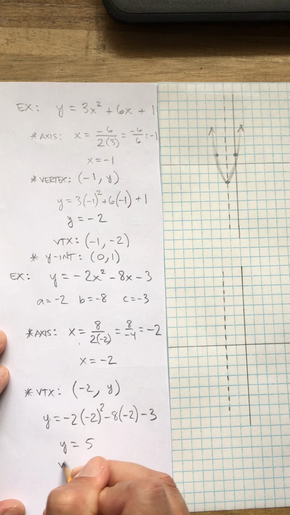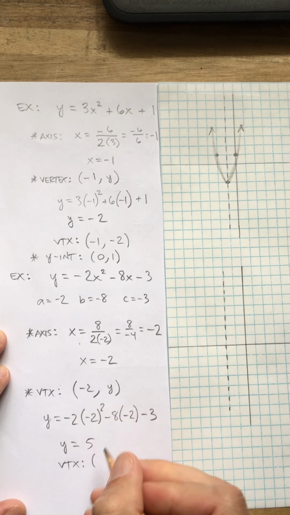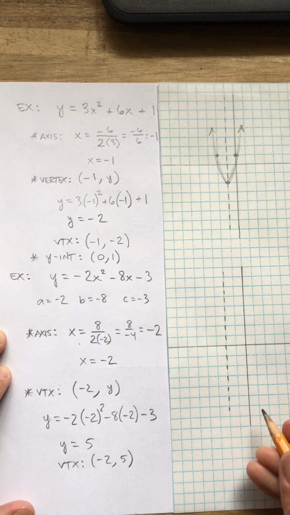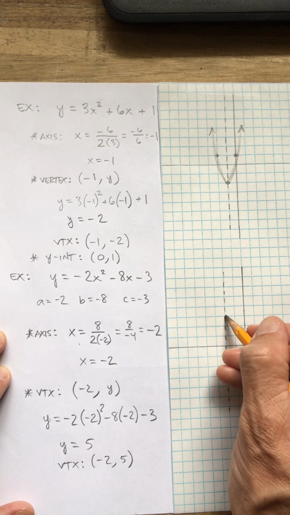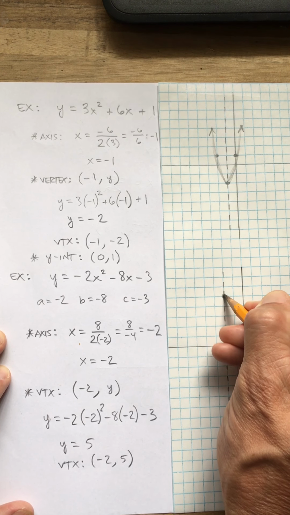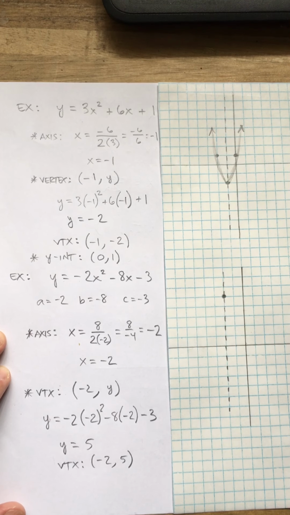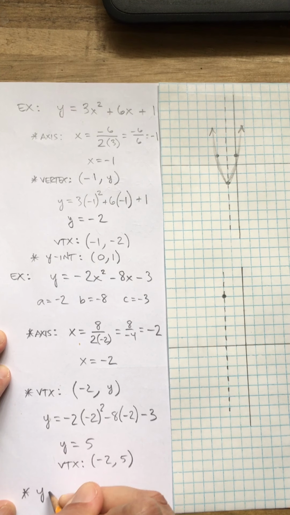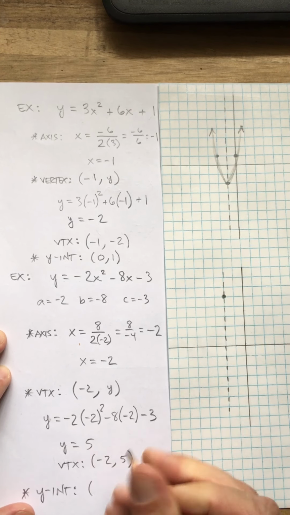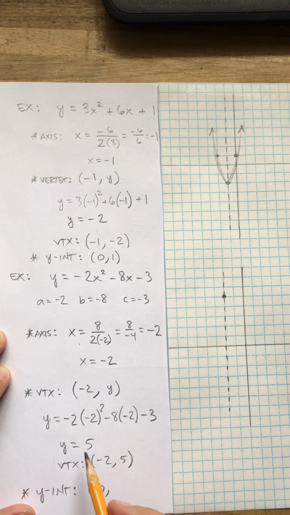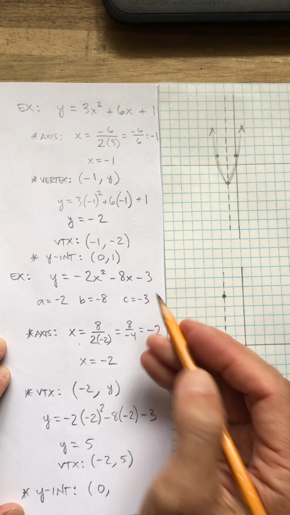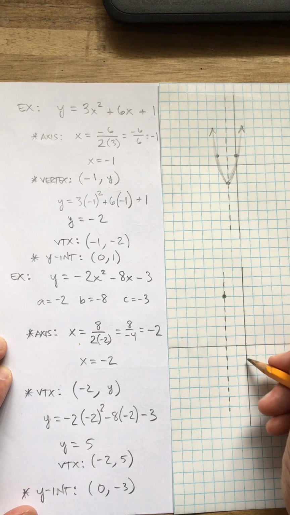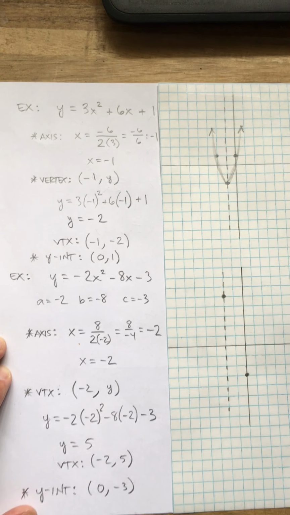So my vertex is -2, 5. And so I'll go ahead and plot that. -2, 1, 2, 1, 2, 3, 4, 5. Here's my vertex. All right. And let me get my y-intercept. That is always 0, c, and my c is -3. So we go 0, -3, so 0, 1, 2, 3, right there.